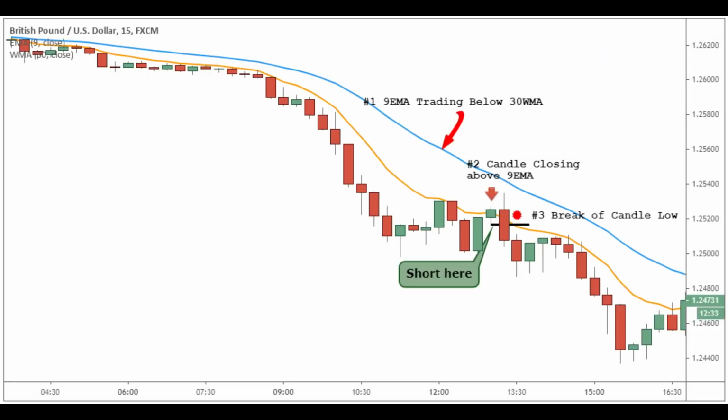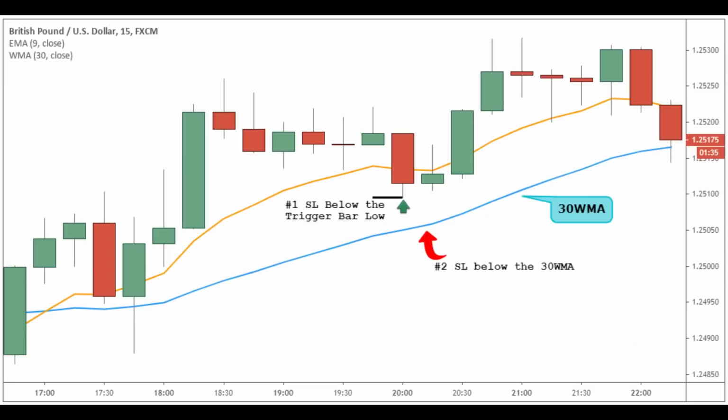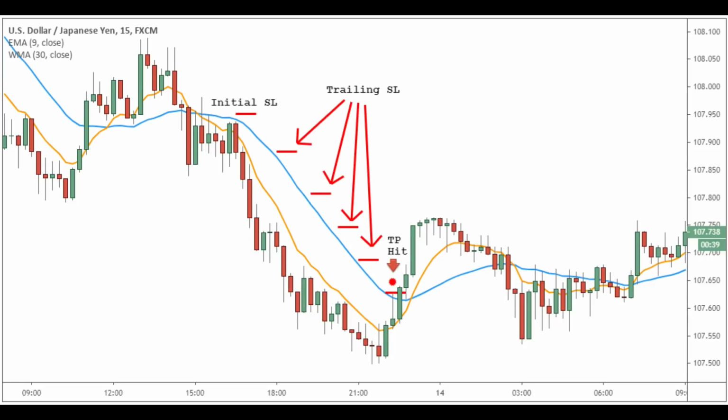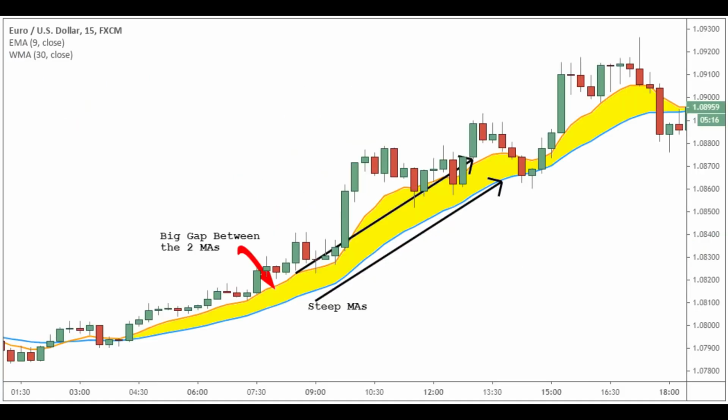The key takeaways from the 9 and 30 EMA trading strategy can be summarized below. You have the momentum power of the prevailing trend on your side. You only need to focus on the gap between the two moving averages. It offers you effective ways to manage your risk. Built-in trailing stop. Versatility to be used in conjunction with other trading methods.